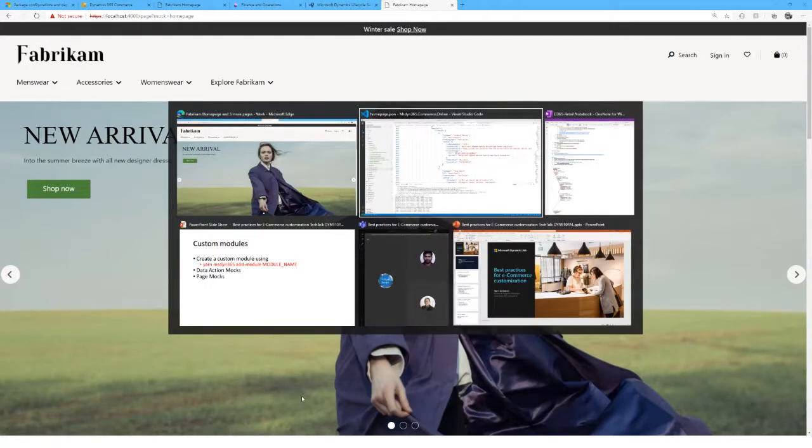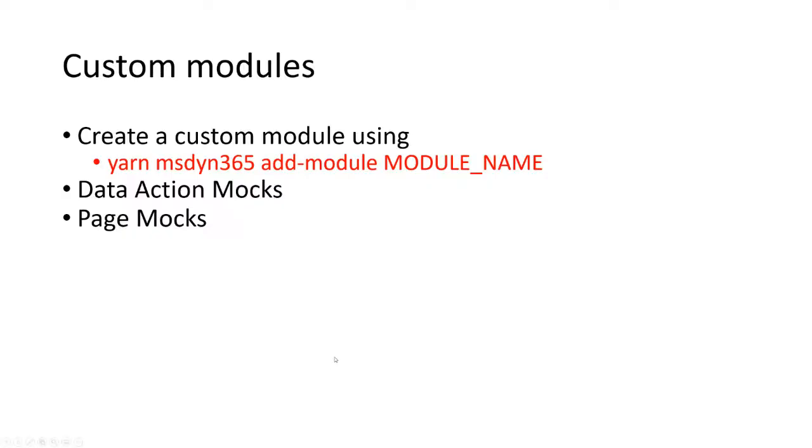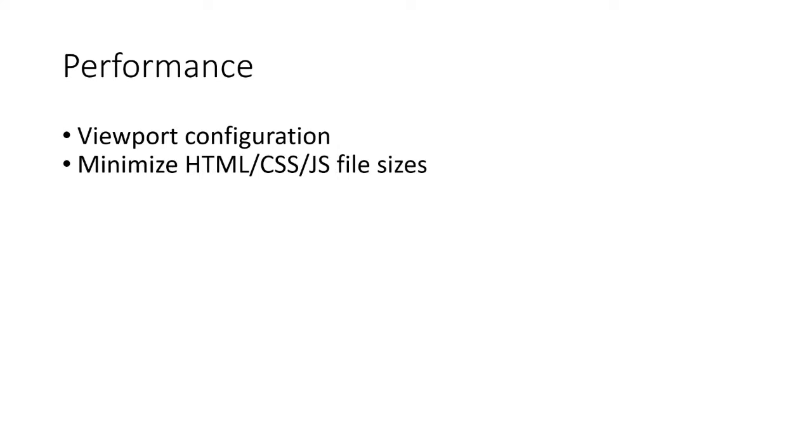Okay, so let me go back now to the presentation. That really covers everything I wanted to show around all the choices you have when building your custom modules. So now we're going to move over to performance. So everybody wants a very performant site, of course. So the first thing I'm going to show is something about viewport configurations. I'll go into details on each of these, and then we're going to talk about minimizing HTML, CSS, and your JavaScript file sizes, caching, browser hint meta tags, doing some perf analysis as well.